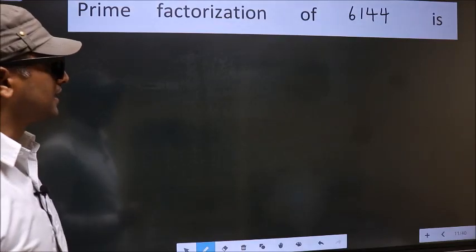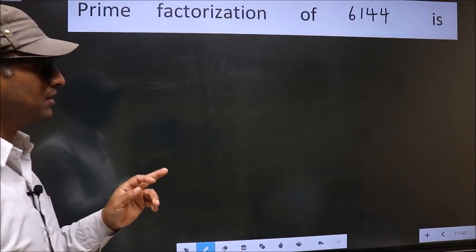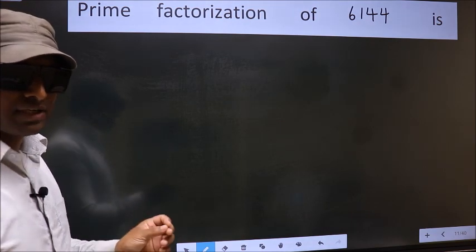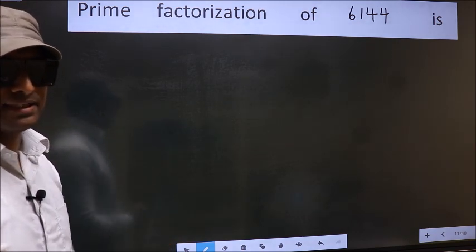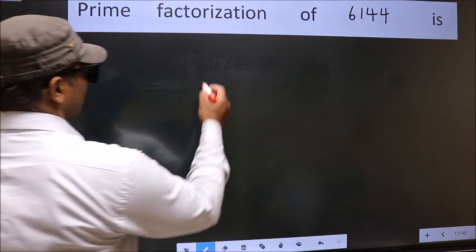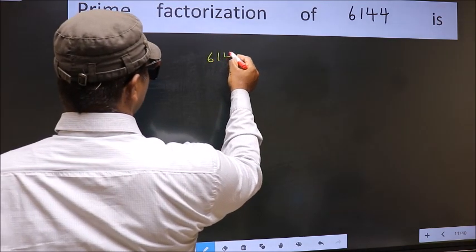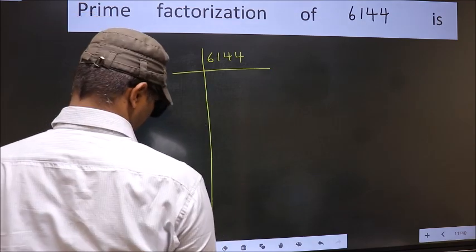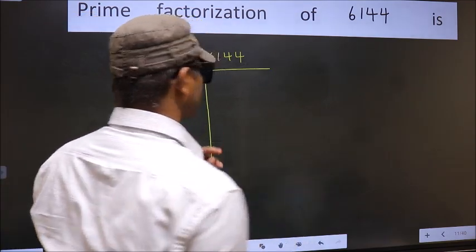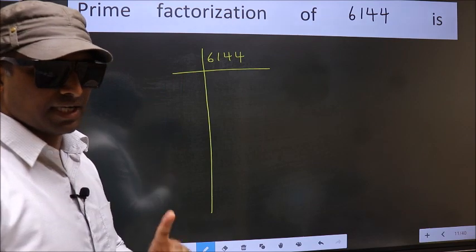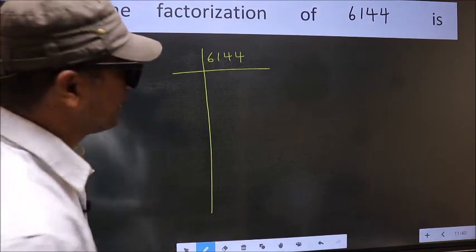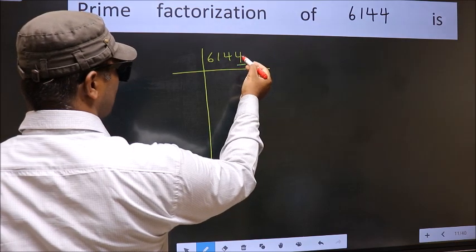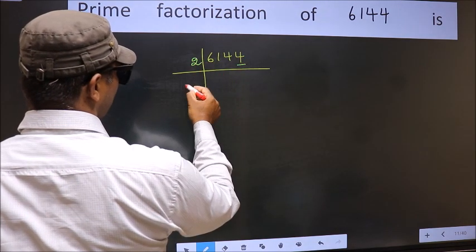Prime factorization of 6144. To do prime factorization, first we should frame it in this way: 6144. This is your step 1. Next, in this number, the last digit is 4, even, so take 2.